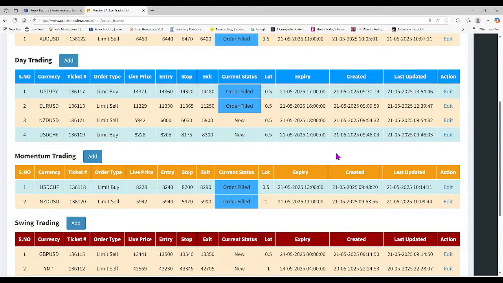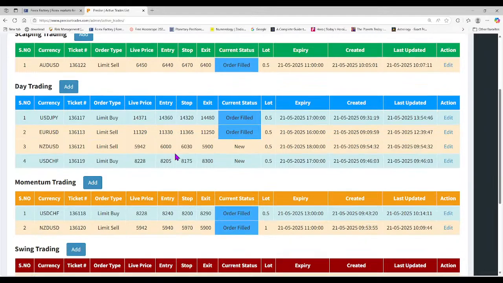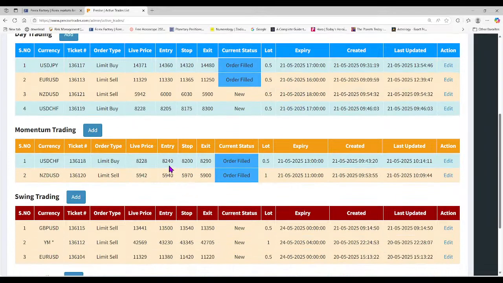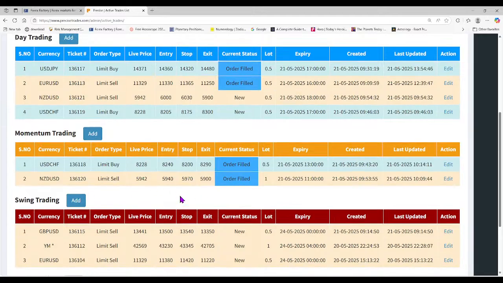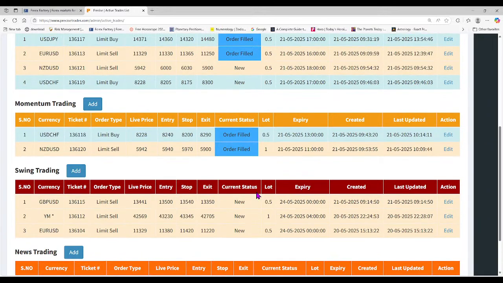Now, we are holding an Aussie dollar sell at 64.40. Dollar yen, we have a buy at 43.60. Euro dollar, we are holding a sell at 113.30. And dollar Swiss, we are holding a buy, and New Zealand dollar, we are holding a sell. So altogether we have 5 trades open.